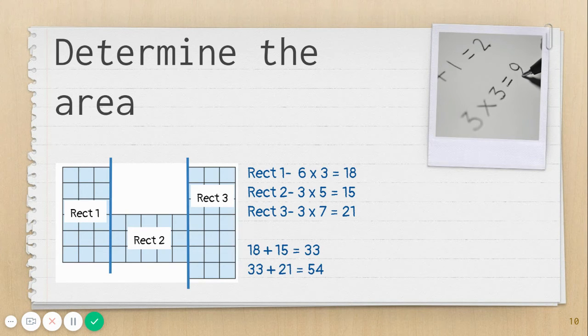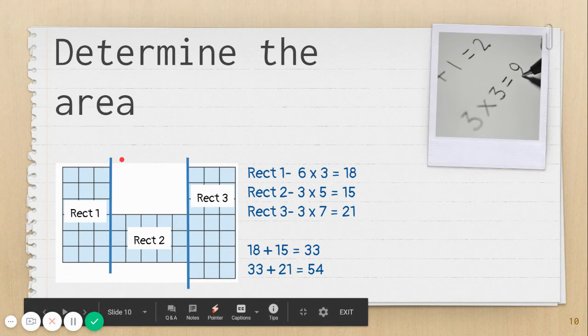If I add these together, I will find that my entire figure has an area of 54 square units. So all together, it's 54 square units.